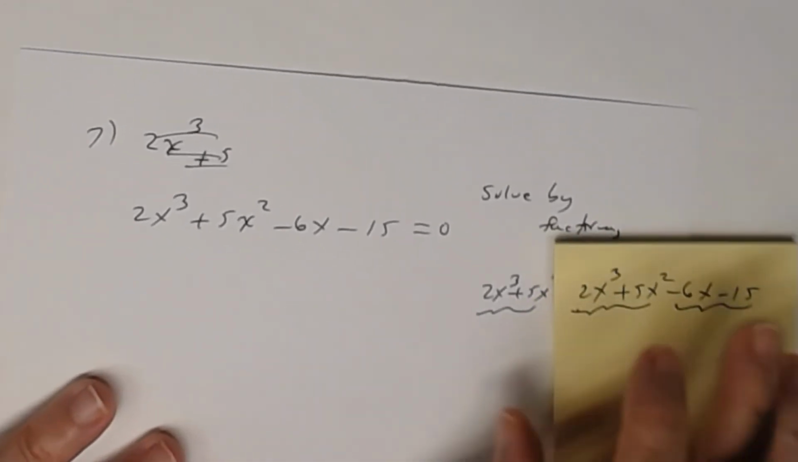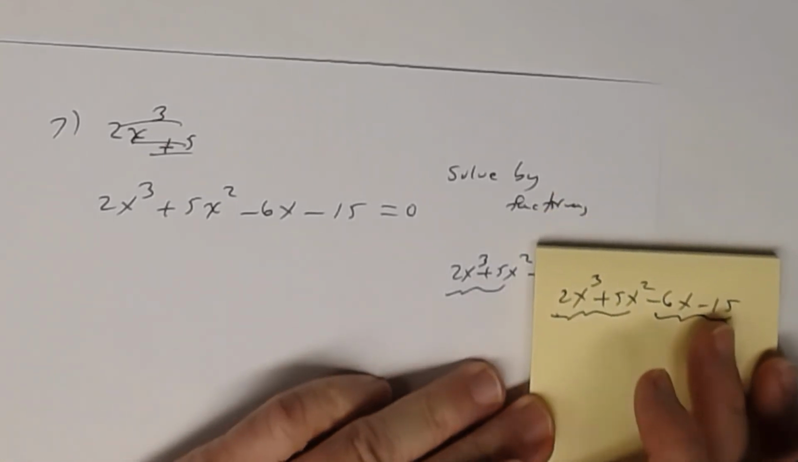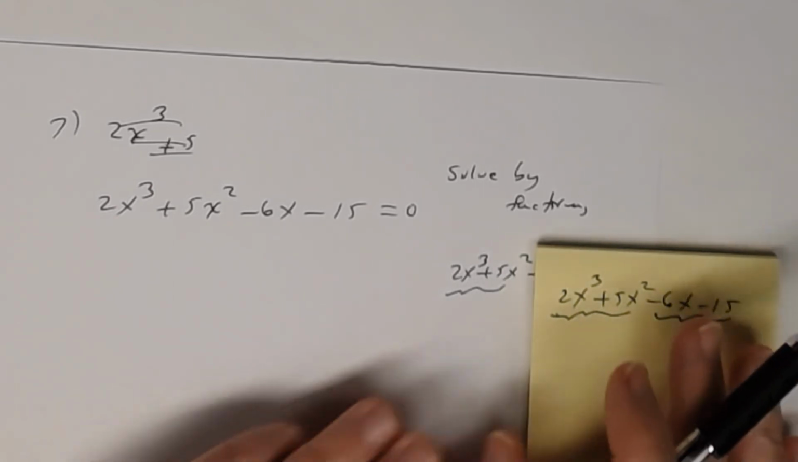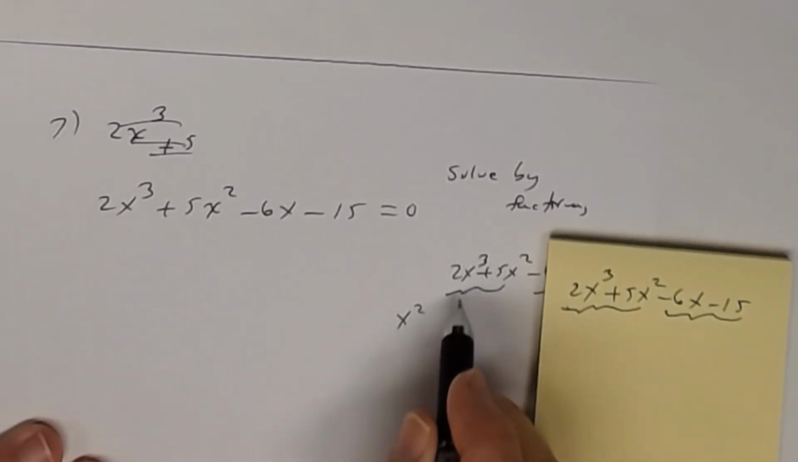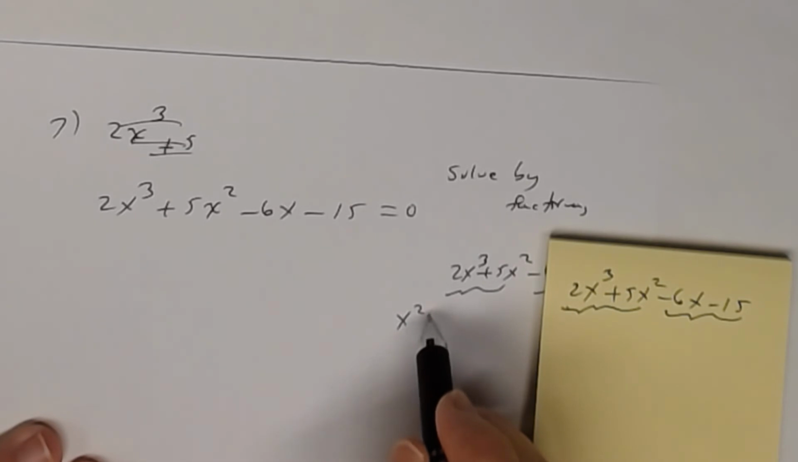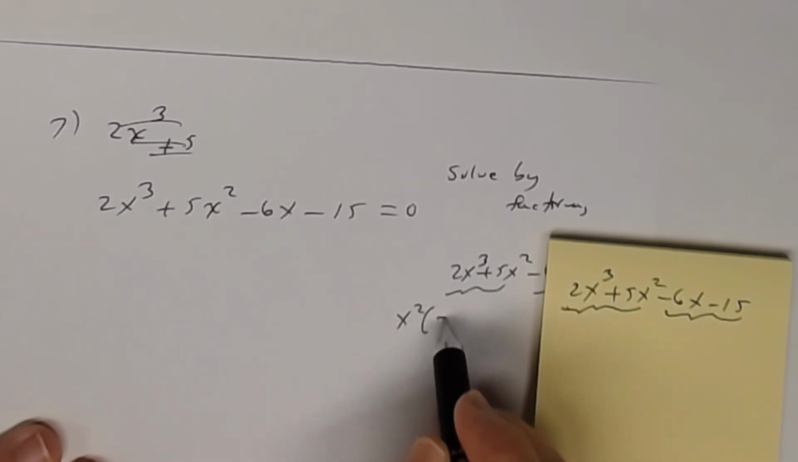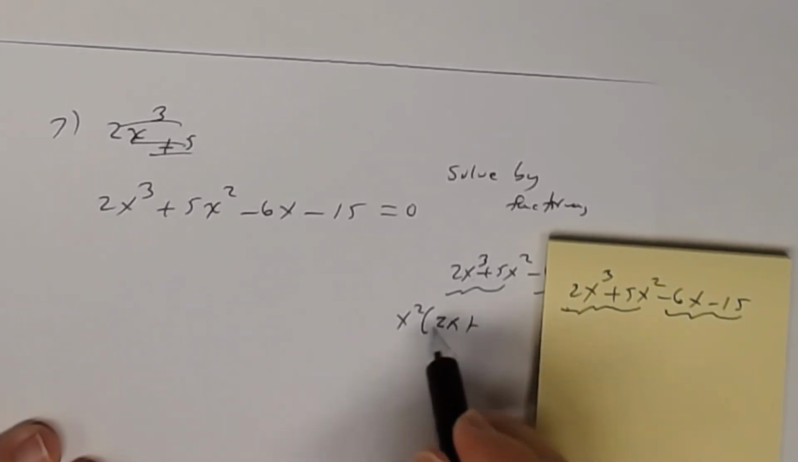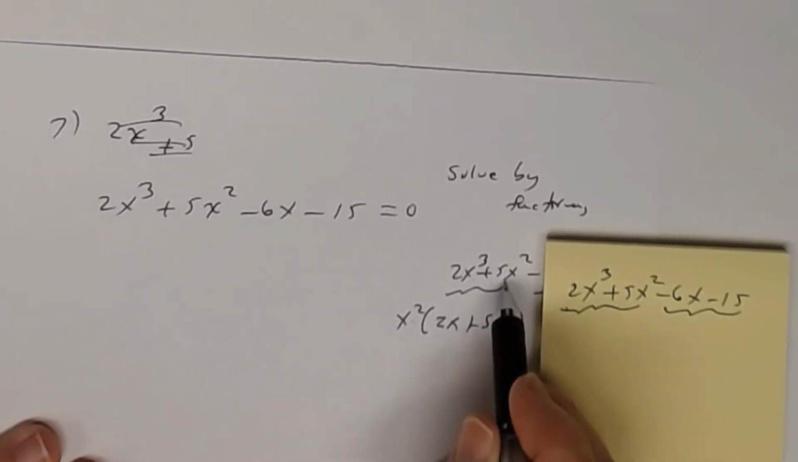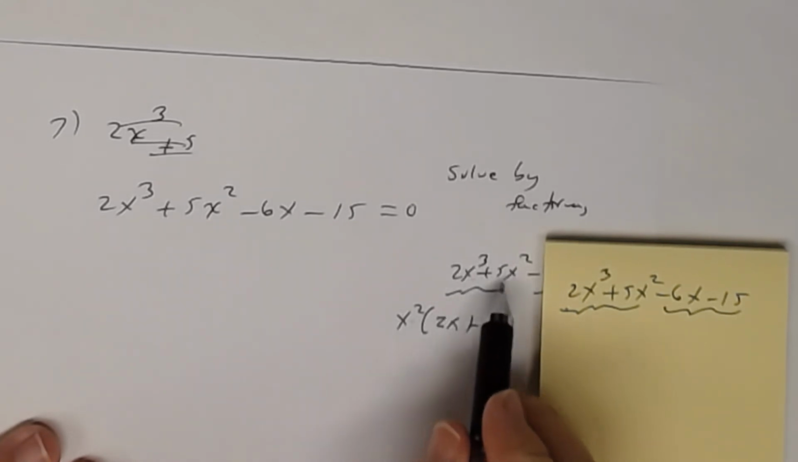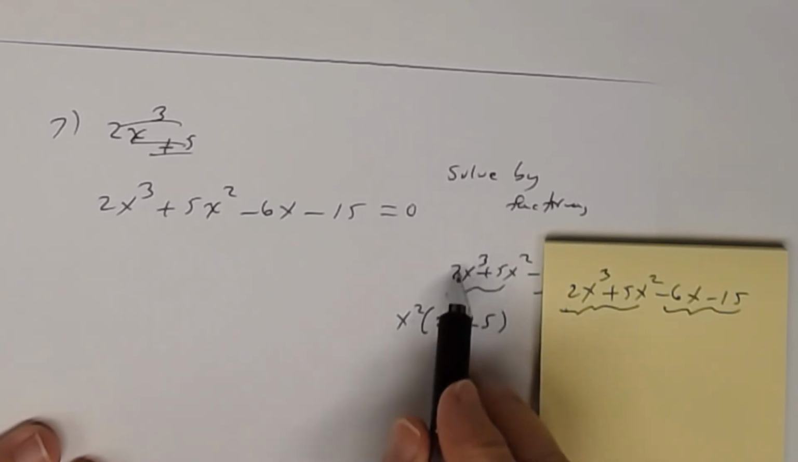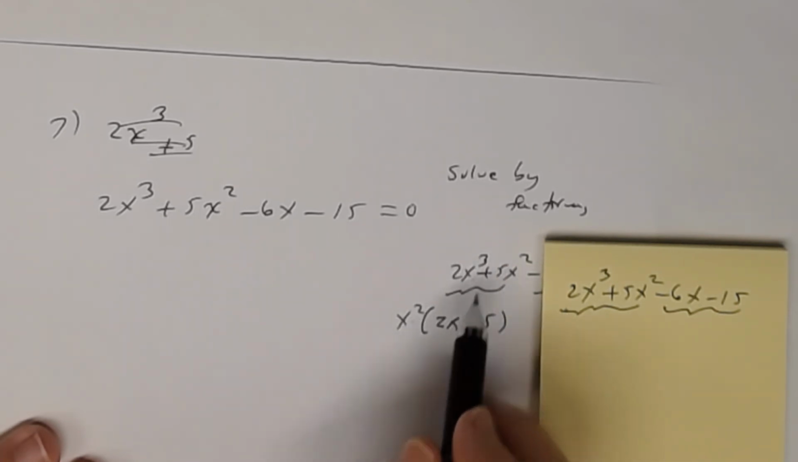In that first group, I'm going to cover up this part here. In that first group, the GCF is x squared. Okay, that's your GCF. So I'm going to factor out an x squared from that first group. When I factor out an x squared from the first group, I get x squared times 2x is 2x cubed plus x squared times 5 is 5x squared. So this right here can be written as this. So I factored out the GCF, which is x squared. So that's your GCF of that first group.